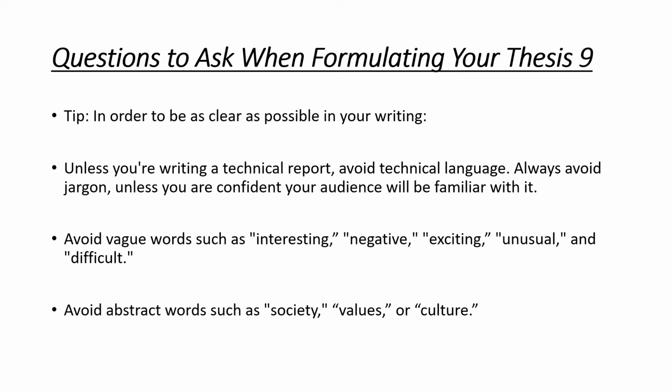Okay, the next one is avoid abstract words such as society, values, and culture. There's a little thing about this one which I want to point out: society, values, and culture actually are really popular words to use right now, but we want to hear more specific words that are associated with it. So you want to say culture, do you mean Latin culture? Do you mean African American or Black culture? Do you mean Asian culture? Do you mean indigenous culture? Do you mean white culture or Caucasian culture, right? So that makes it more specific and clear, right?